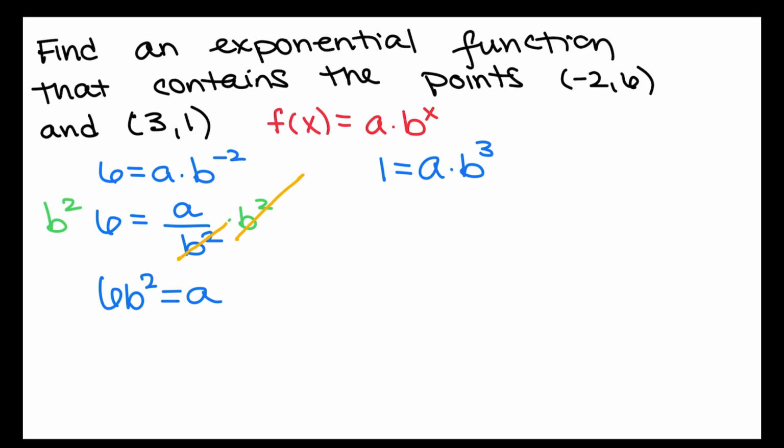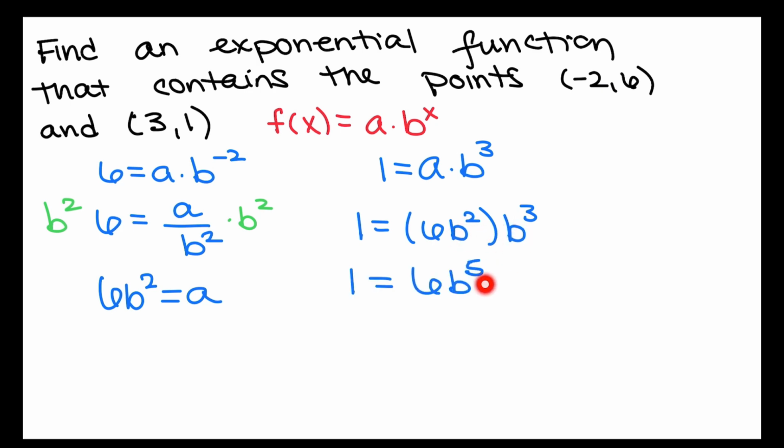And now I'm left with a equals 6 times b squared. Now we can take this expression for a and plug it into my other equation. So I'm basically using a method of substitution to solve these equations. So I'm going to substitute into the second equation for a 6b squared. So now I have 1 equals 6b squared times b to the third.